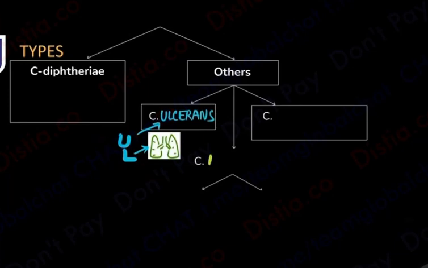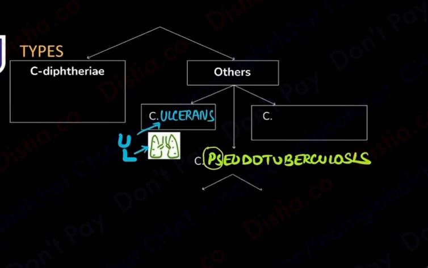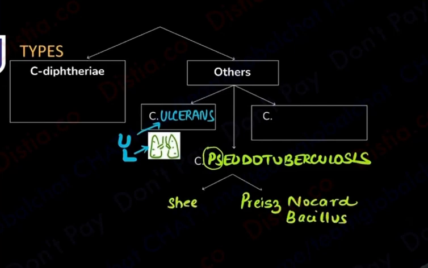The next name, Corynebacterium, look at what I'm writing over here, pseudotuberculosis. Corynebacterium pseudotuberculosis, because here also I will pick up these two alphabets. What is P and what is S? So P tells me that the other name of this bacteria is going to be the Preisz-Nocard bacillus, and S for this doesn't cause infection in humans, this causes infection in sheep. So repeating, P for Preisz-Nocard bacillus and S for sheep, that is pseudotuberculosis.